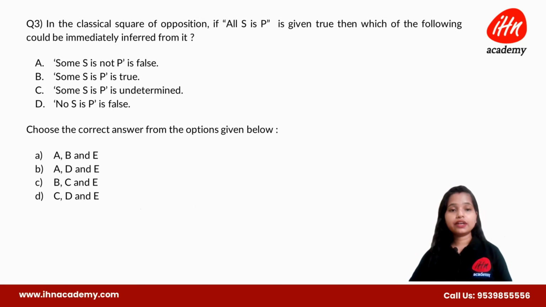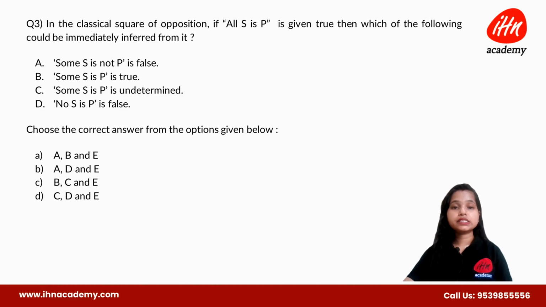In the classical square of opposition, again the question from square of opposition. So square of opposition is very important. You cannot skip this topic. If all S is P, meaning universal positive, is given true, then which of the following could be immediately inferred from it? अगर जो universal positive है, जो A है, वो true है, then उनमें से कौन सा option आपके लिए सही होगा? Some S is not P is false.